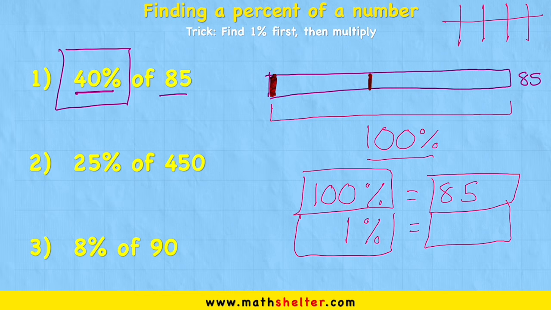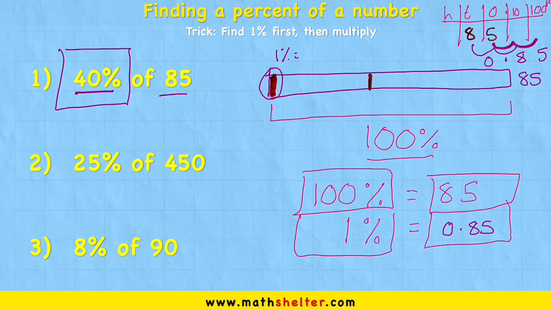So let's build that up here. I've got my ones, tens, hundreds, decimal, tenths, and hundredths. Where would my 85 go? At the minute, I've got 8 tens, 5 ones, and if I'm dividing by 100, all I need to do is come 2 places down my place value chart. So my 5 would be in the hundredths column and my 8 would be in the tenths column. So my answer would be 0.85. So 1% equals 0.85. So this little part here, this 1%, is equivalent to 0.85. But if we remember, we're looking for 40%.